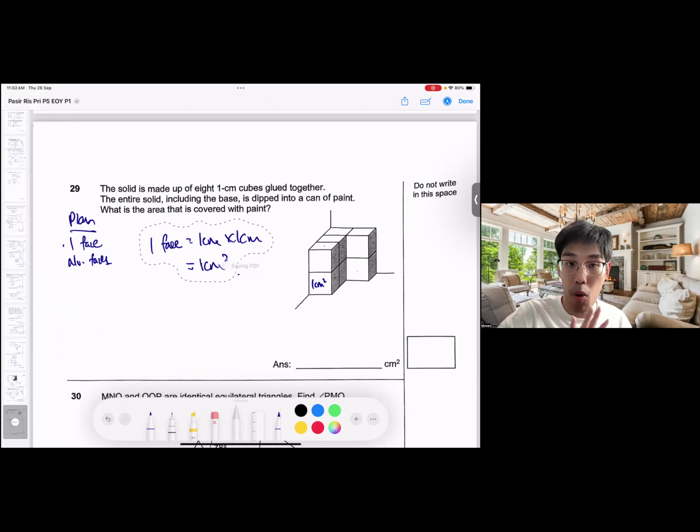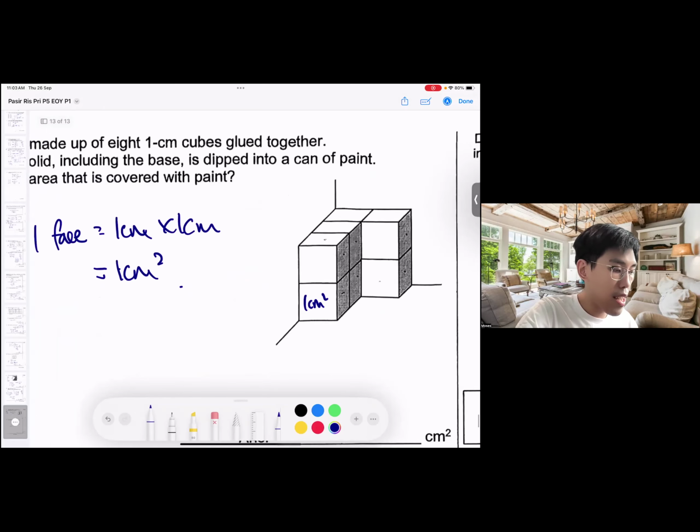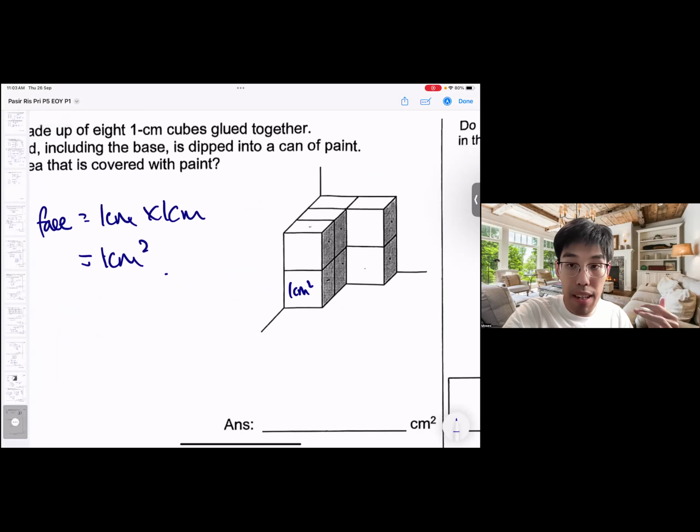Yeah, so everything is much more neater. Okay, so let's go and count the faces here. Okay, so we look at the front view first. That means we see from the front. We see from the front is 4.